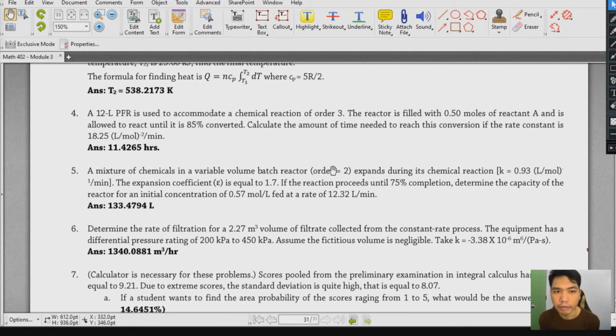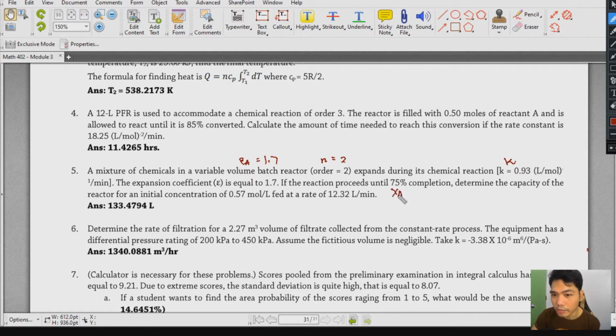So iba ba tong number 5? If this is kind of different, I will try to solve it. Okay, since meron siyang expansion coefficient, let's solve for it na lang. So, the mixture of chemicals, tapos lagyan natin ng mga designation. So, n is equal to 2. Ito yun. Then, this is your kappa. Okay? And then, ano pa ba? The expansion coefficient, ito na yung E natin. So, meron tayong value, 1.7. So, we could have E sub A is equal to 1.7. And then the reaction proceeds until 75% completion.